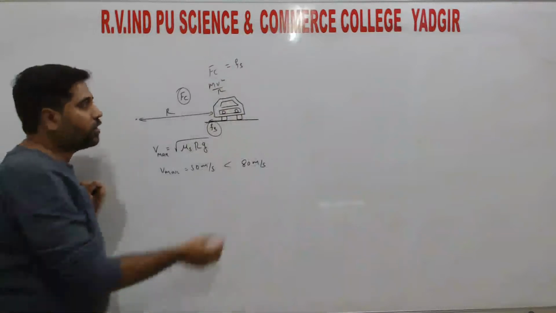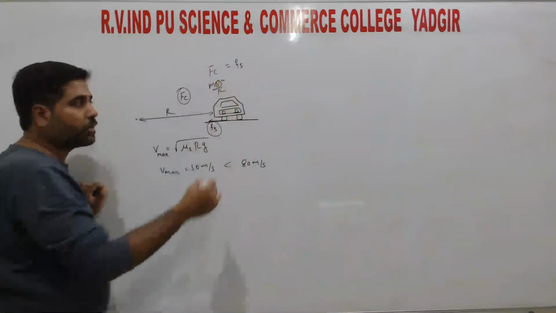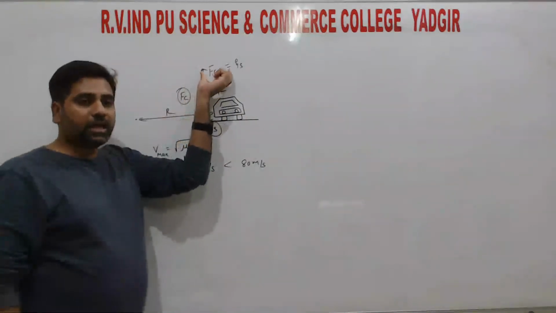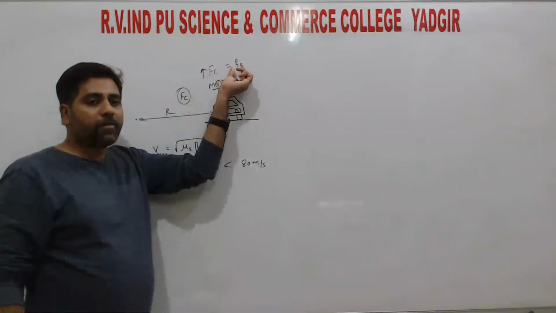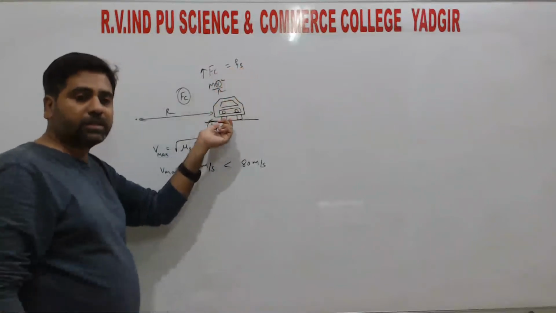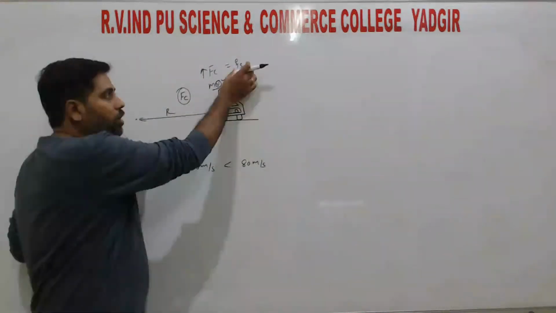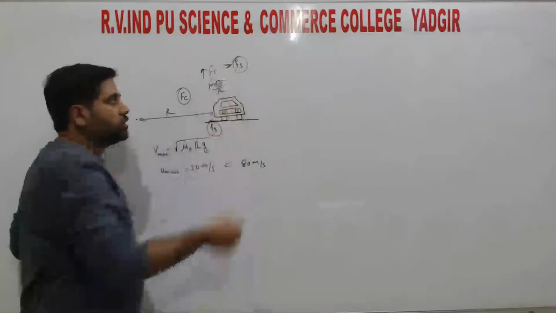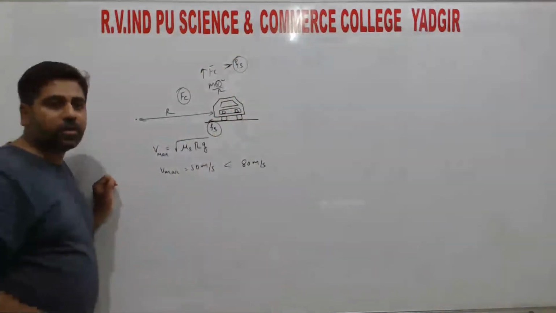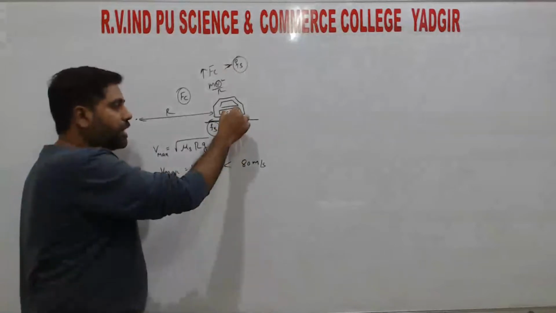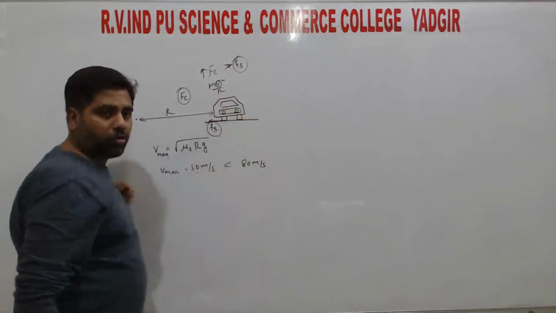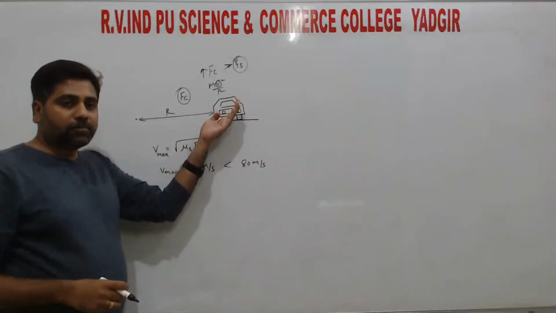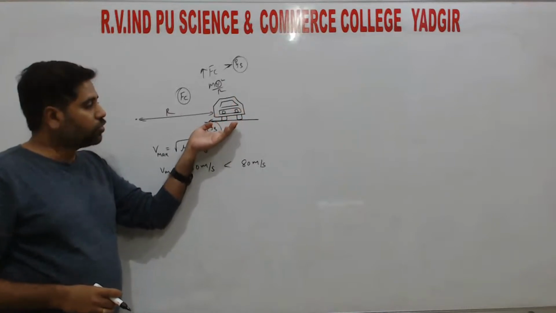If the speed of the vehicle, v, is more, that means the centripetal force is more. As the centripetal force increases, it will not be provided by the frictional force, because the frictional force remains constant. The centripetal force is greater than the frictional force, hence the vehicle will slip away from the road.